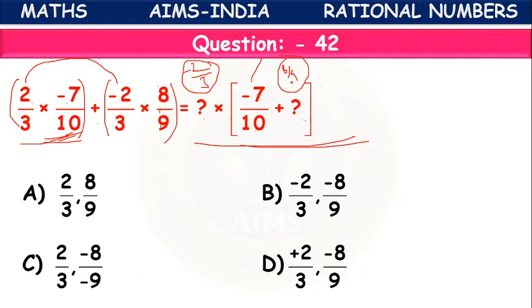In the second question mark, 8 by 9 will come. But here, what is the option, children? D option. So plus 2 by 3 minus 8 by 9. D option is the correct option based on distributive property.